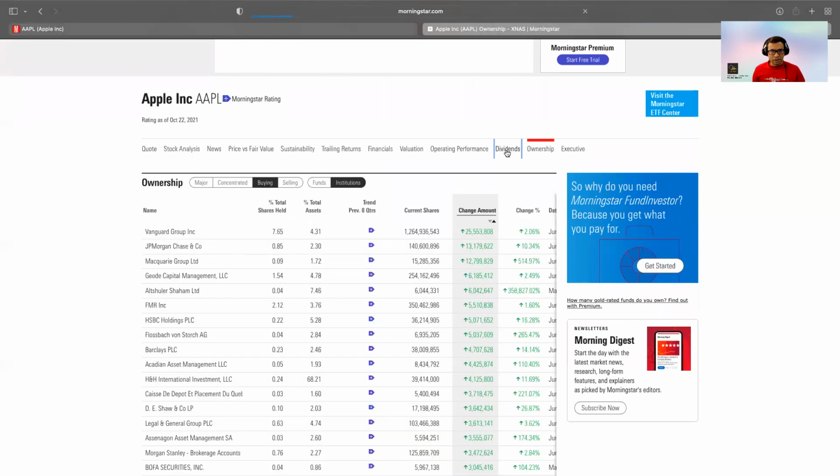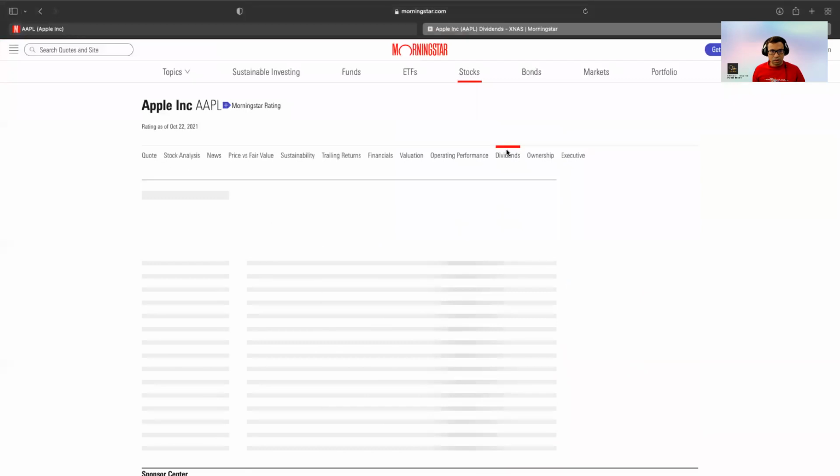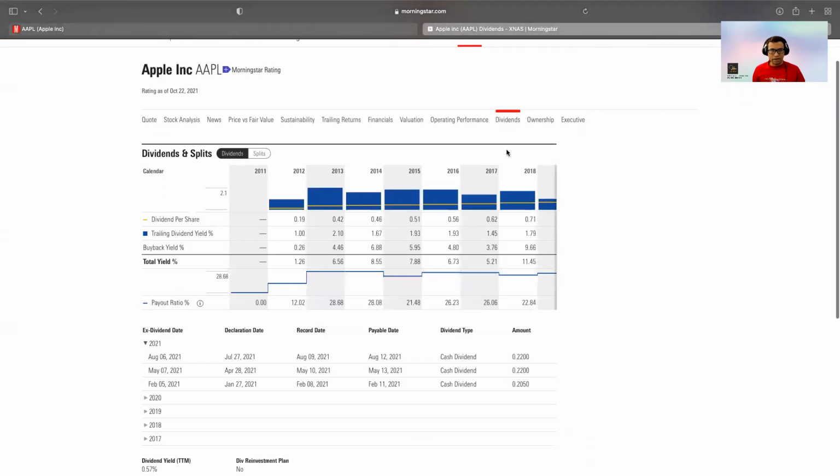And dividend, let's see dividend here. Yes, here we can see the dividend. Apple is continuing to increase the dividend year over year. It used to not give a dividend, and after that, it has had an increasing dividend.